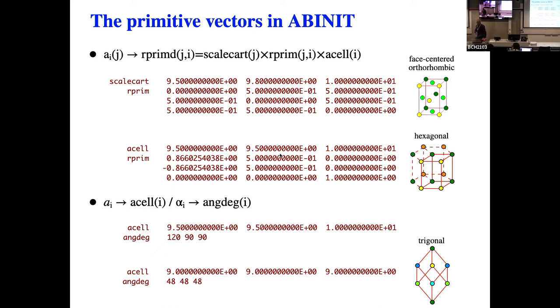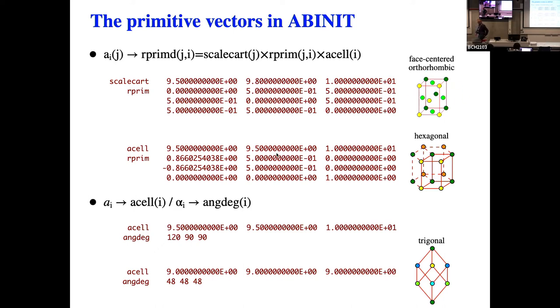So for instance, if you want to use a face-centered orthorhombic, where orthorhombic means that the three lengths of A1, A2, and A3 are different, the easiest way is to use something similar to FCC, meaning that rprim is 0, 1/2, 1/2, 1/2, 0, 1/2, 1/2, 1/2, 0, and then use scalecart to show that the three directions are different. In this case, we have 9.5, 9.8, and 10 for the three different dimensions.